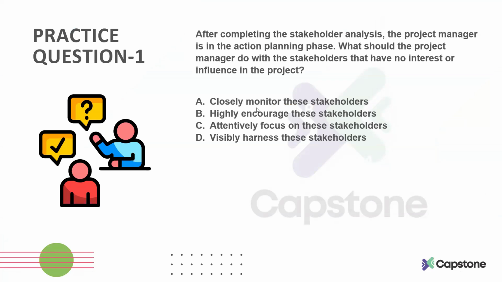I want you guys to read the question, see the options, and then choose which is the best among these choices. The question is about stakeholder analysis, stakeholder engagement from the stakeholder domain. It's asking about what you should do with the stakeholders that have no interest or influence in the projects. Okay, so we have two A's and one D. All right.